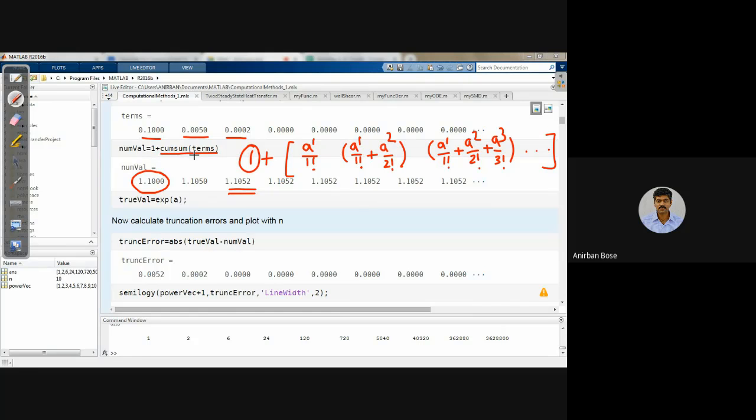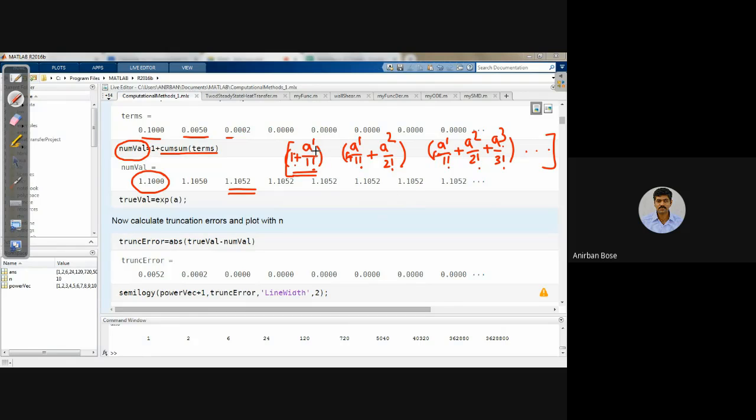1 plus this vector means this 1 will be added to all the terms, because a scalar sum will add to all the terms. So within numerical val, it will contain 1 plus this, 1 plus this, in this way. The first term indicates the truncation only considering the first two values. The second term considers the truncation considering the first three values. Here it is considering the truncation up to this much.